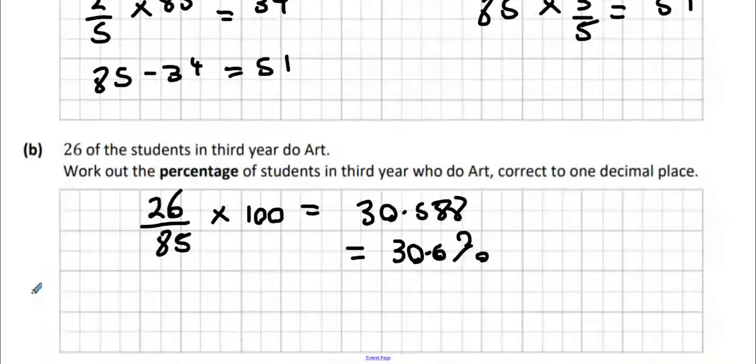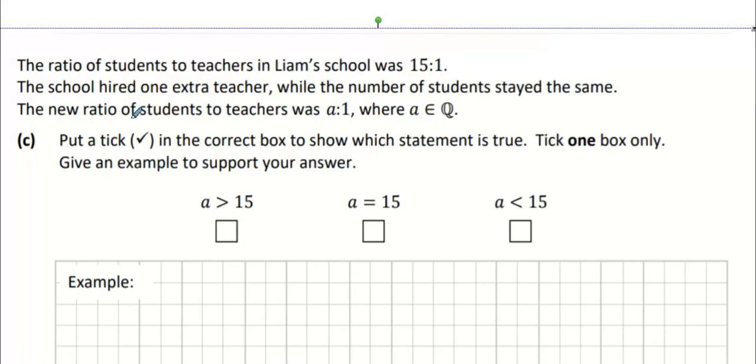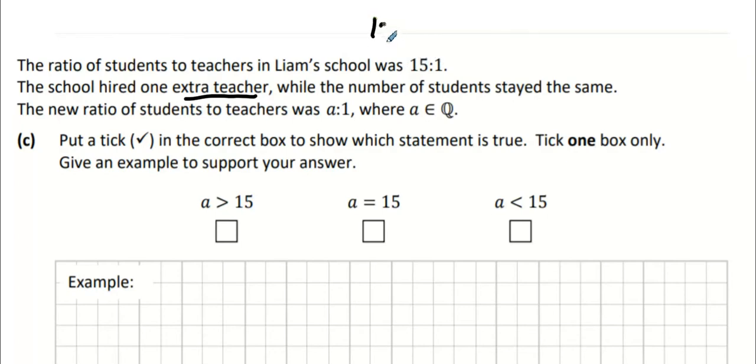Okay, let's keep moving. Now we're on to part C. The ratio of students to teachers in Liam School is 15 to 1. Okay, the school hired one extra teacher. So the whole thing means 15 students to one teacher. So the population of students is 15 times that of the teacher. While the number of students stayed the same, the new ratio of students to teachers was A to 1, where A is an element of Q. A element of Q means A is a fraction.